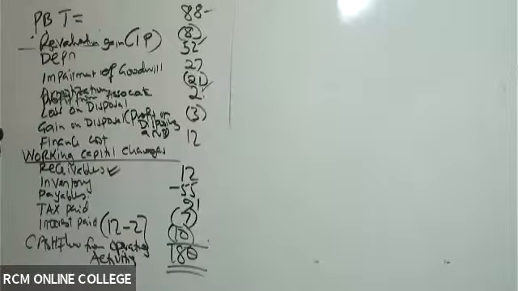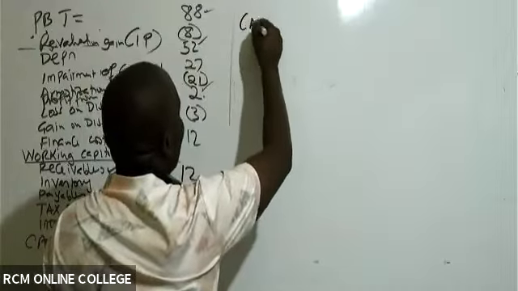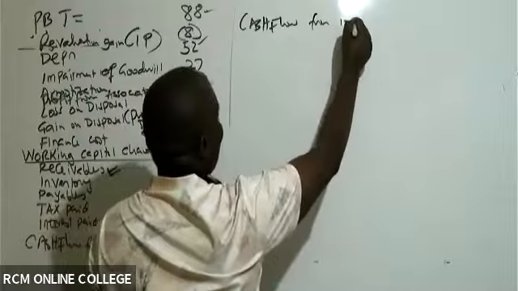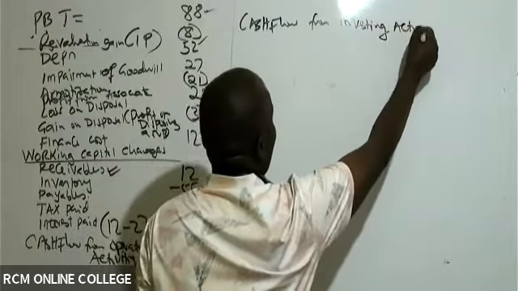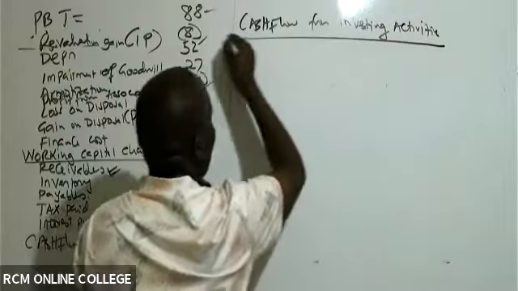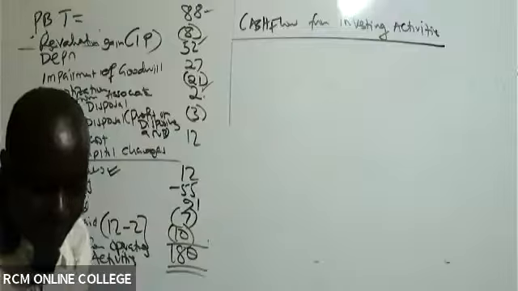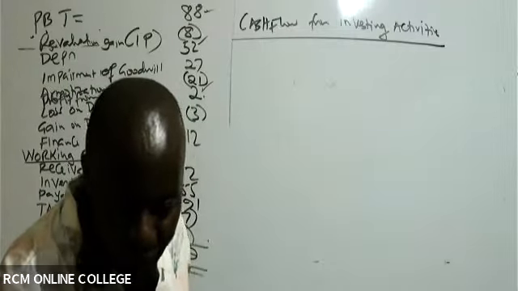180. And then now we can go to investing activities. So we have here cash flow from investing activities. Cash flow from investing activities. Please, okay. Sorry, let me just read this.